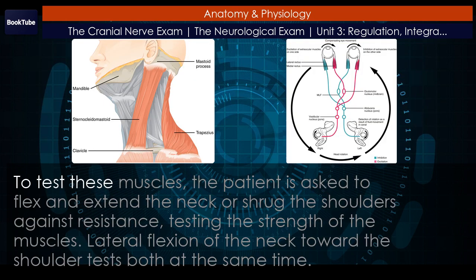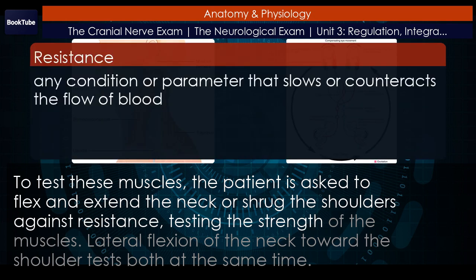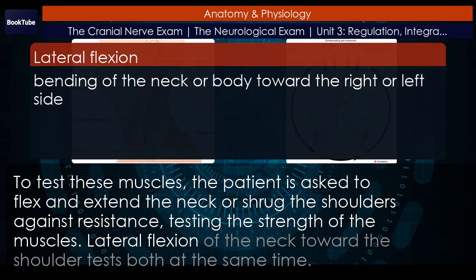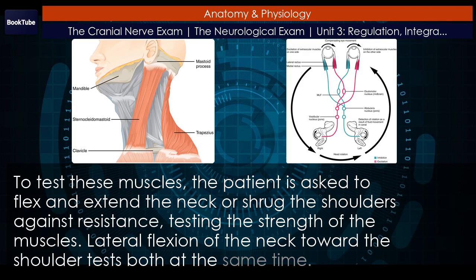To test these muscles, the patient is asked to flex and extend the neck or shrug the shoulders against resistance, testing the strength of the muscles. Lateral flexion of the neck toward the shoulder tests both at the same time.